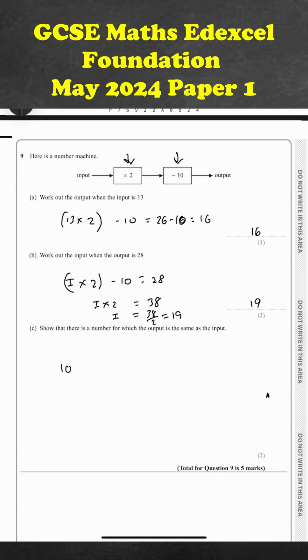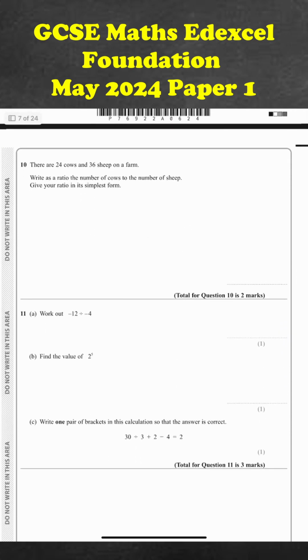So if we put in 10 multiplied by 2, you get 20. 20 minus 10 gives you 10. So your input is the same as your output. So when input is 10, output is also 10.